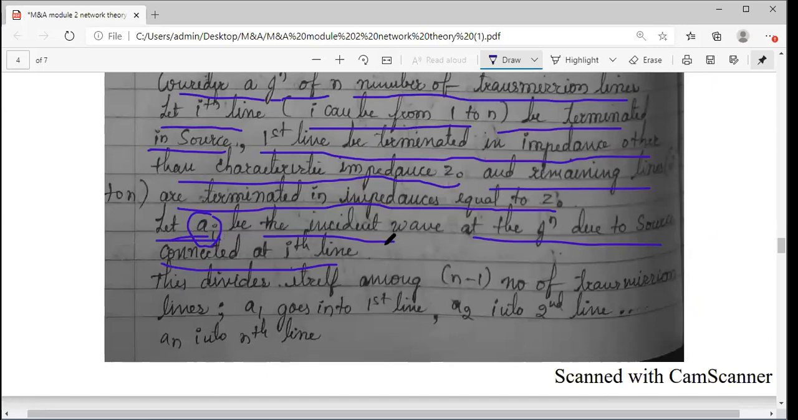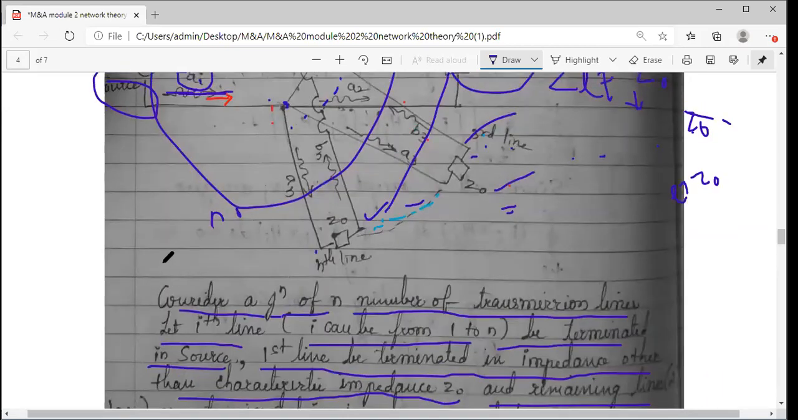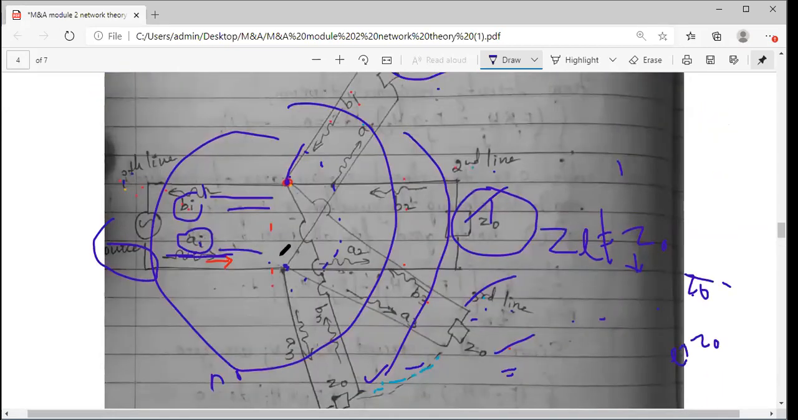So here I have written the same. If Ai is your incident wave, this value divides itself among all the different lines. A1 goes to the first line, A2 goes to the second line, and so on. An goes to the nth line. See, this Ai will come and reach here at the junction. From here some part will be reflected, and whatever remains goes to the first line here, to the second line here, the third line it will enter here, and so on, the nth line it will enter here. So from this the wave gets distributed.